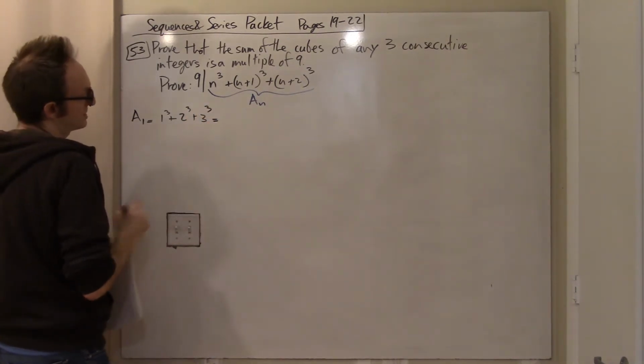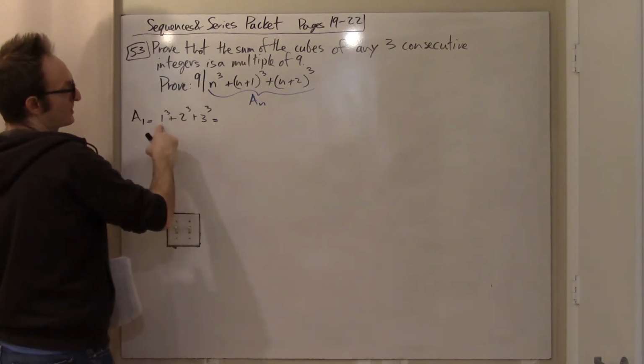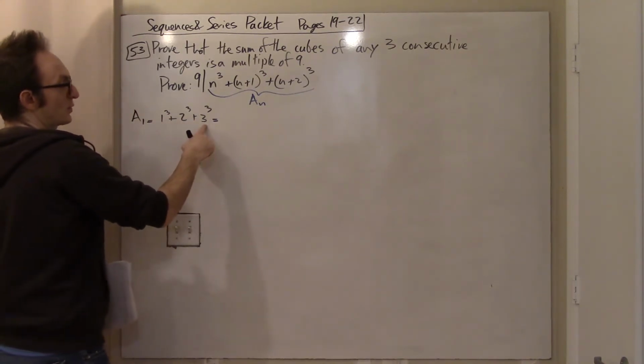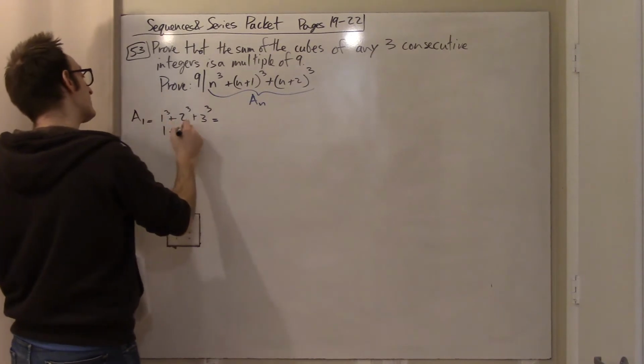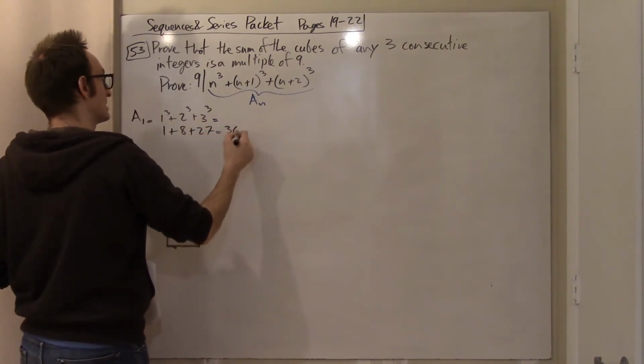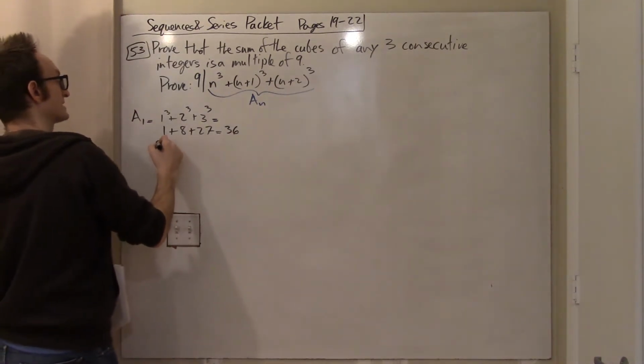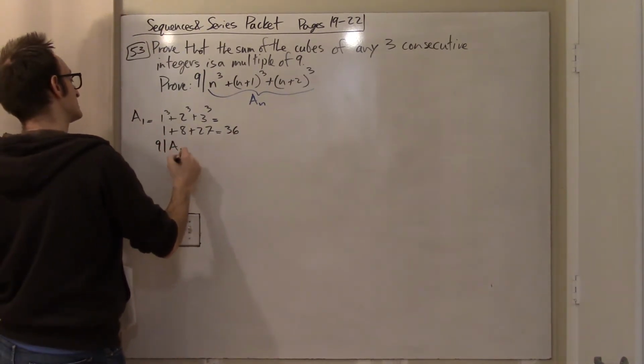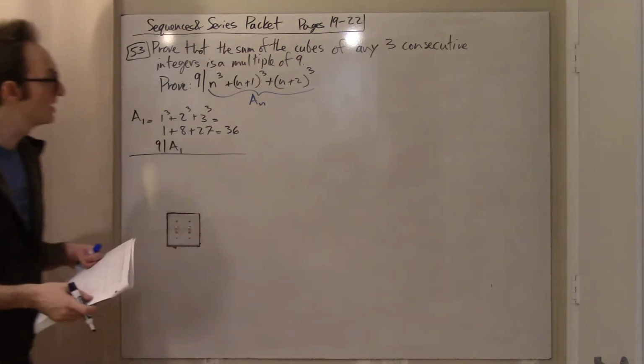But, okay, we can just do it. 2 cubed is 8, 1 cubed is 1, 3 cubed is 27. So that's 1 plus 8 plus 27. And that's 36. And so it is true that 9 divides 36, so 9 divides a1.